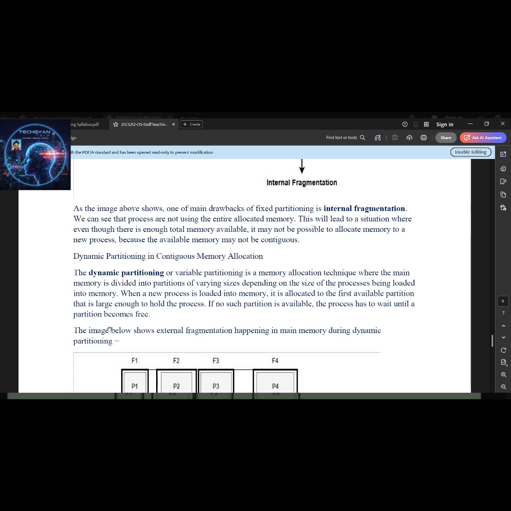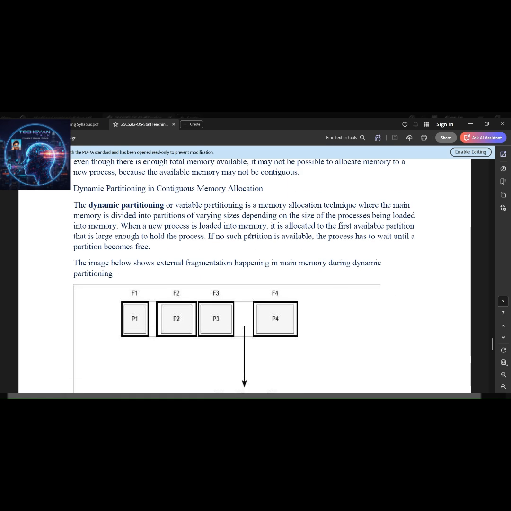Now, dynamic partitioning in contiguous memory allocation. Dynamic partitioning, or variable partitioning, is a memory allocation technique where the main memory is divided into partitions of varying size, depending on the size of the process being loaded. When a new process is loaded into memory, it is allocated to the first available partition that is large enough to hold the process. If no such partition is available, the process has to wait until a partition becomes free. The image below shows external fragmentation happening in main memory during dynamic partitioning.